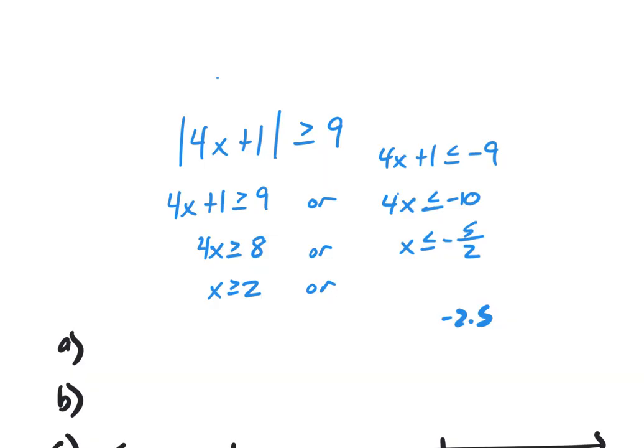What are our two inequalities going to be? What's the first one going to be? 4x plus 1 is greater than or equal to 9. Okay, second one. 4x plus 1 is less than or equal to negative 9. Okay. So those are going to be our two inequalities.